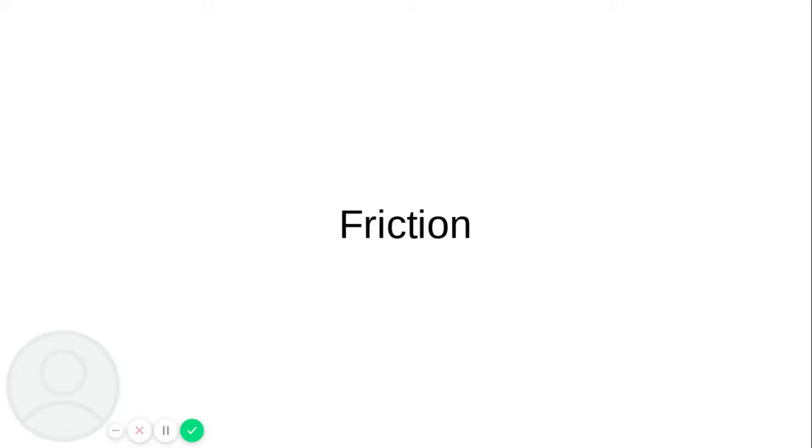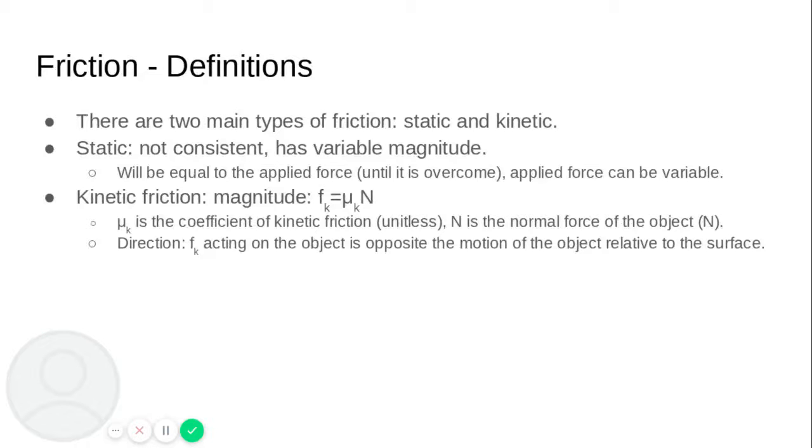So today we're going to talk about friction. So just some definitions for friction. There are two main types of friction, static and kinetic. So static friction is, of course, friction when an object isn't moving relative to another object. So for example, a book isn't moving on a table.